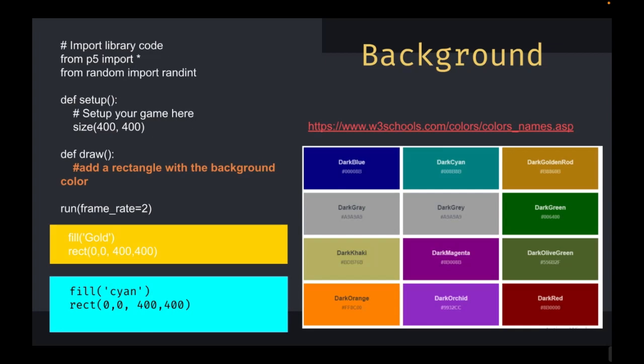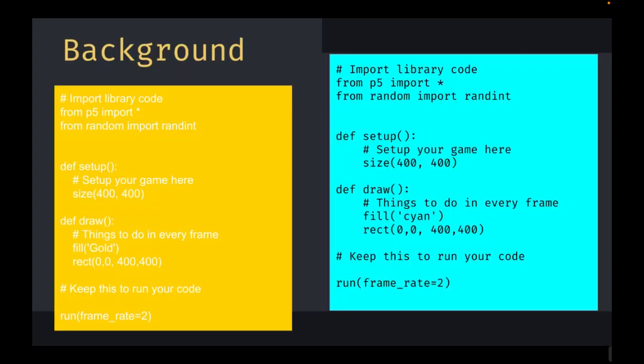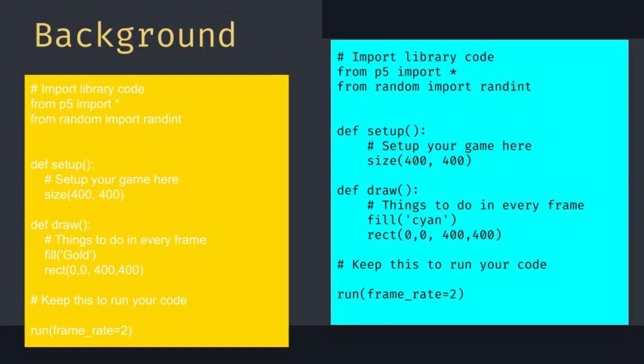First, you'll need to import the library with the following code: #import library code, from p5 import *, from random import randint. This will import the library p5 into our code and the randomization of integers. Right now we don't need it, but we will later on. After that, we need to set up the screen we will draw on. We call it the canvas.